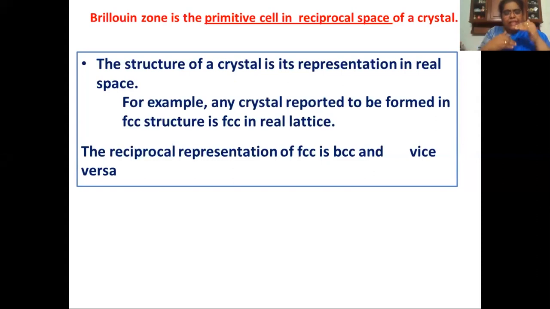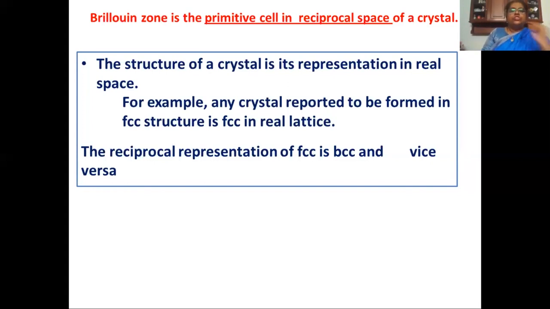So as I take you through the chronological development of the theory of electrons, I will also be developing the idea of a Brillouin zone, because that is how clarity about the Brillouin zone would be possible. And therefore, let's go to the Brillouin zone, which is a primitive cell in the reciprocal space.